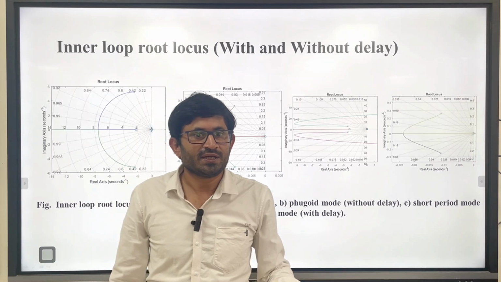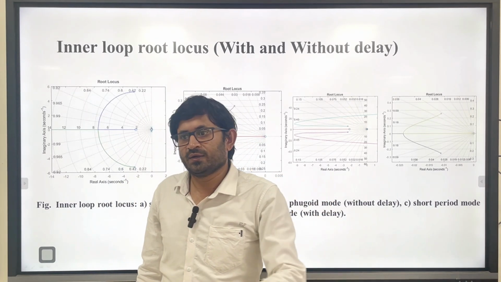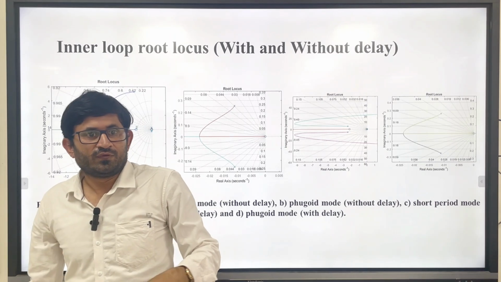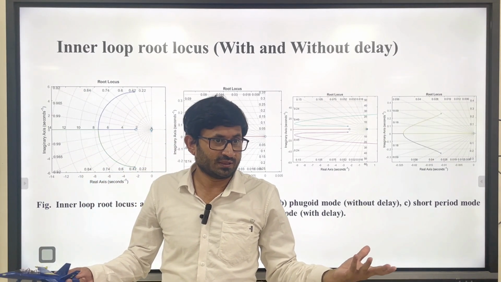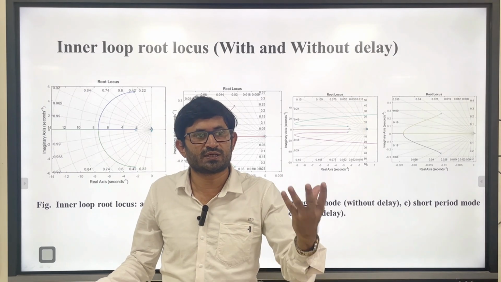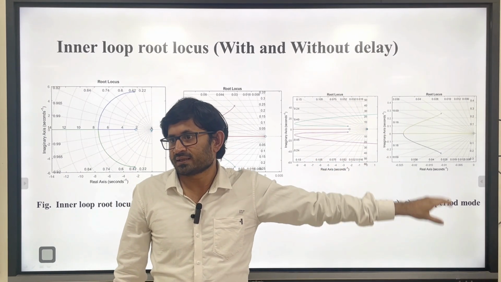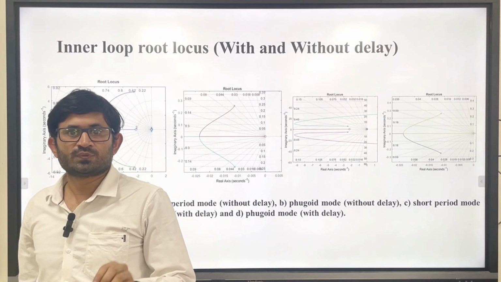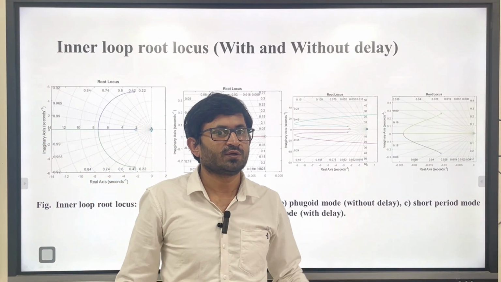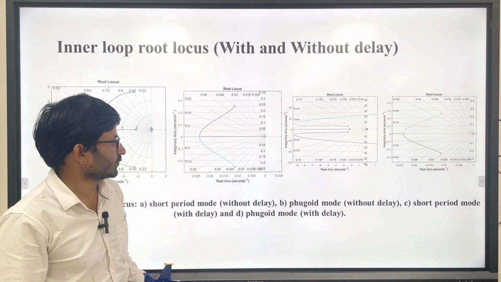So that is why it is important to plot the root locus with delay and without delay. Without delay, perfectly fine. Okay, everything is fine. But once you introduce the delay, the pole will start shifting towards the right half plane. Why? Because when you include the delay, there are two zeros sitting in the right half plane which are trying to attract the pole. Theory I explained to you, right?